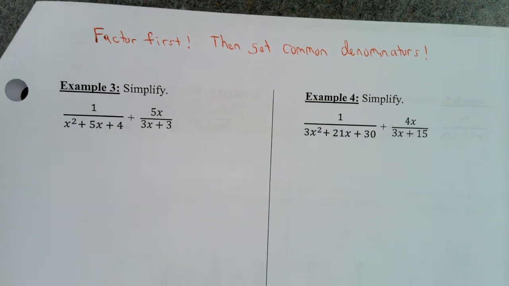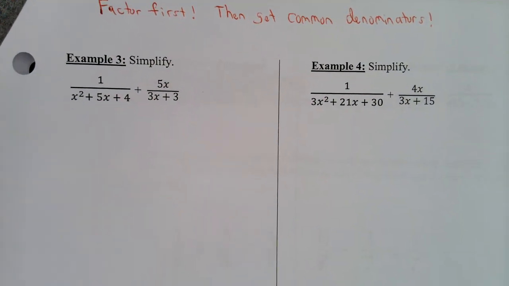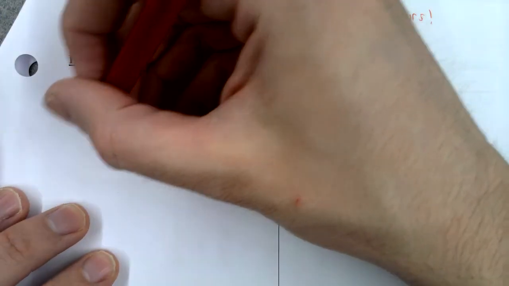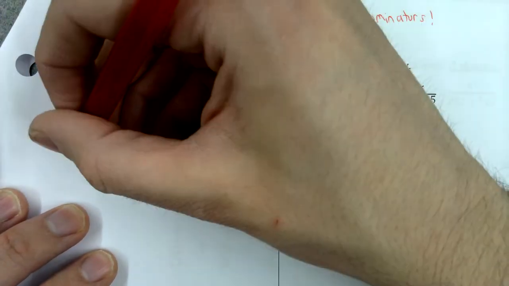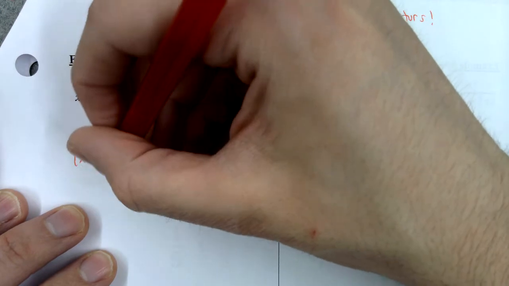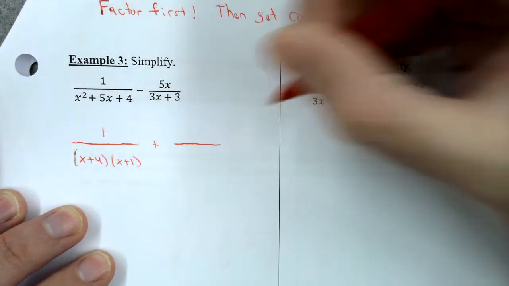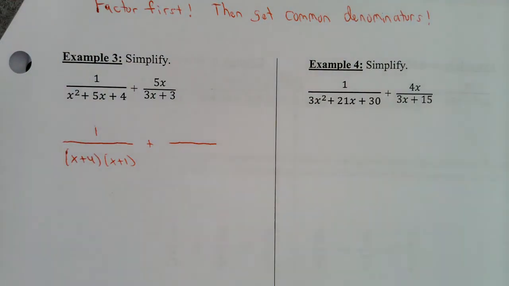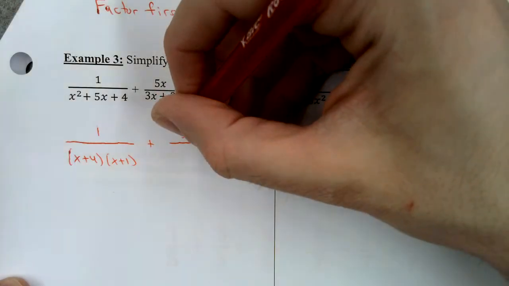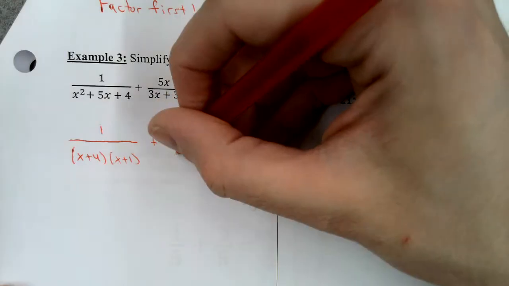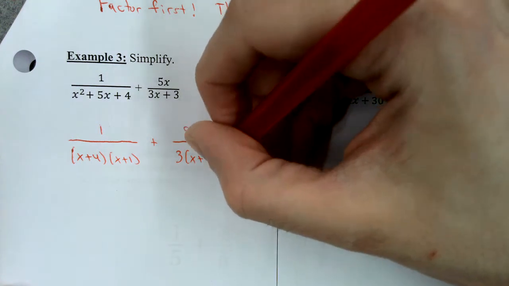So, example 3, we are going to factor the bottom left, find two numbers that multiply to 4 and add to 5. So it'll be x plus 4 times x plus 1 when you factor that, plus the numerator is going to stay 5x, and over here, you're going to factor out a common factor of 3, which will leave you with x plus 1.